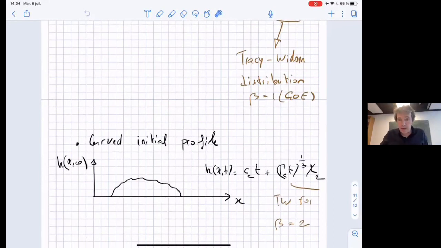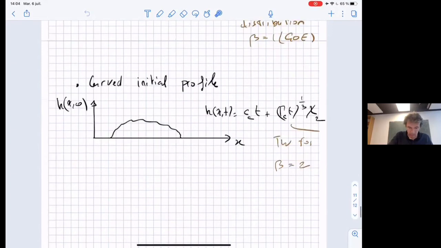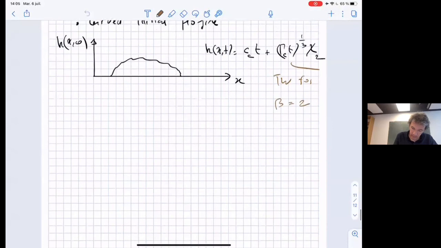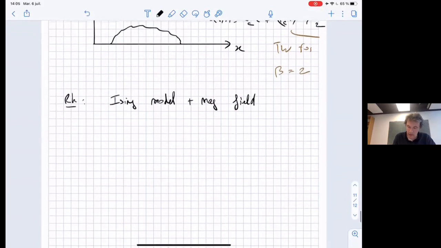Yes, so maybe I just had two questions related to KPZ, so maybe I can just answer them. First question, Prashant, can you please explain what are stable and unstable? So for instance, what I would have in mind was a kind of Ising model in the presence of a magnetic field. So let's look at the Ising model in the presence of a magnetic field.